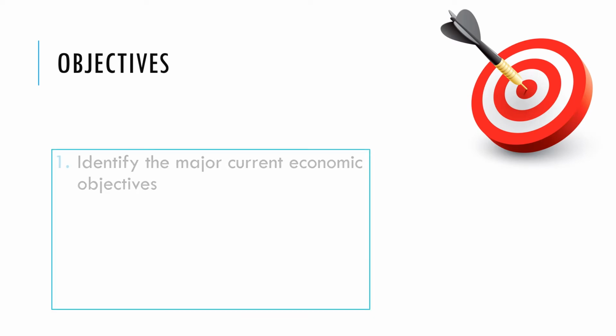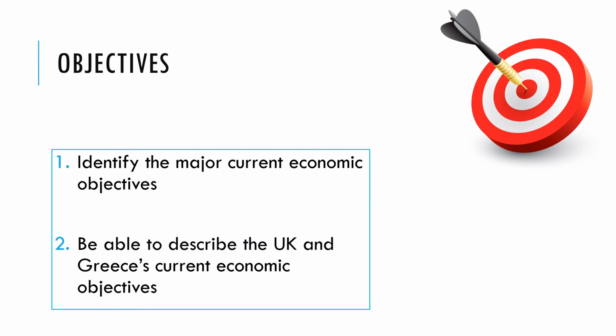Okay, so in this video, we're going to look at the major current economic objectives, and these really apply across most governments. But then we'll see that some governments have attributed a greater weight to some objectives than others. So we're going to look mainly from the UK's perspective, but we're also going to look at the Greek government's current economic objectives.